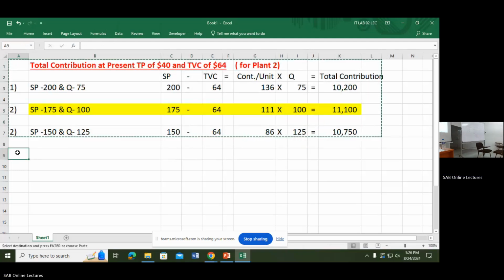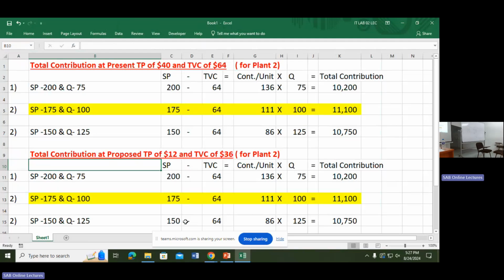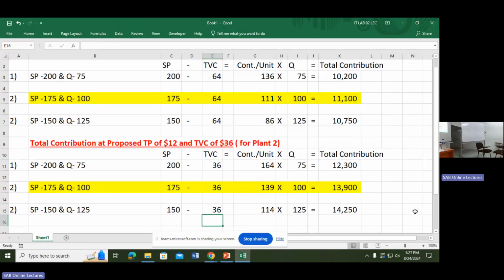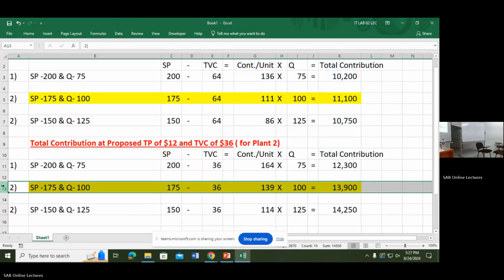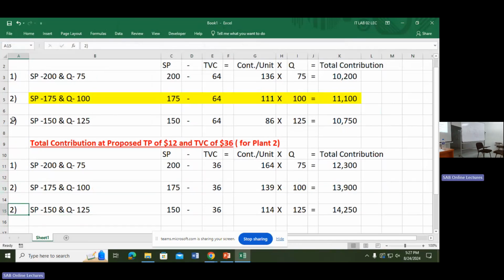Then we get the total contribution at the proposed transfer price of 12 and the total variable cost of 36. Right? So 36 comes in, that is the only difference. Now when it goes to 36, they choose the third option.